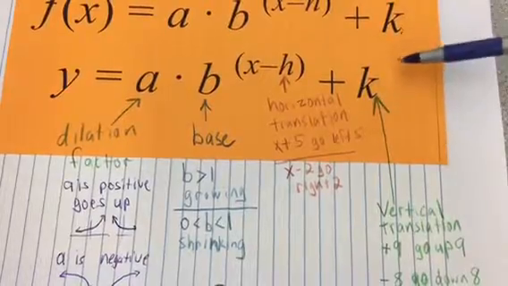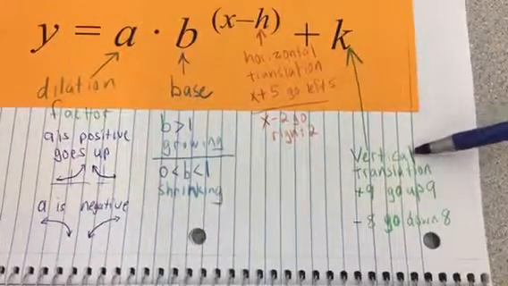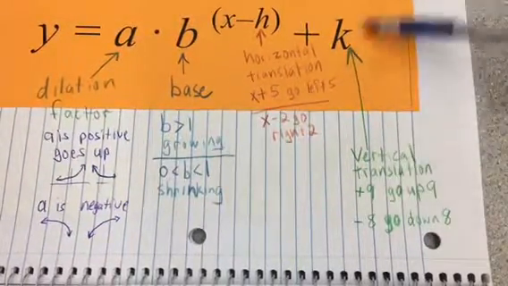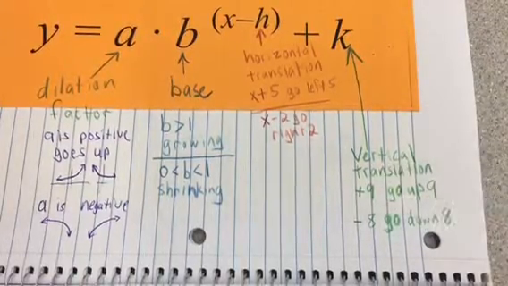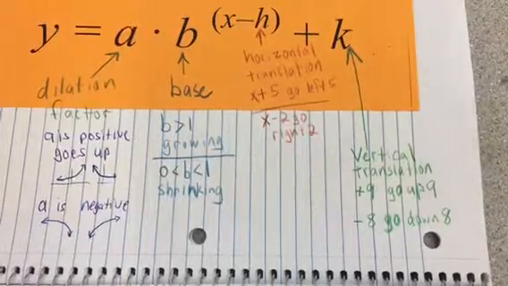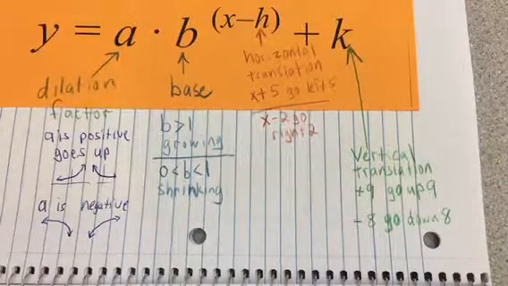And your last number out here is your k value. That's your vertical translation. If you do it, what you see is what you do. If it says plus 9, go up 9. Minus 8, go down 8. All right, let's do a couple of graphs so you see what I'm talking about.